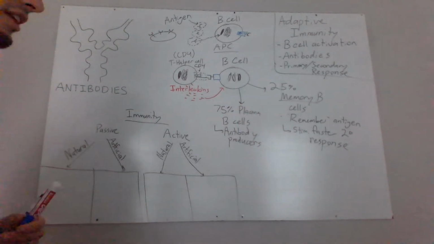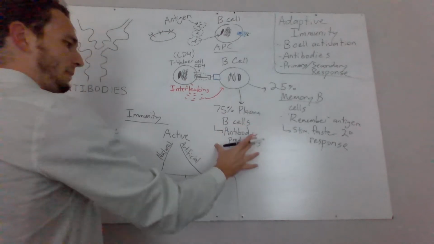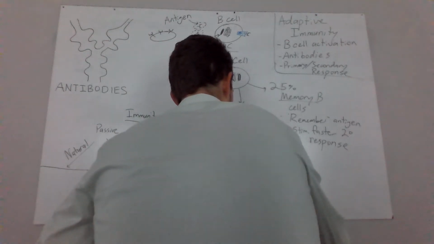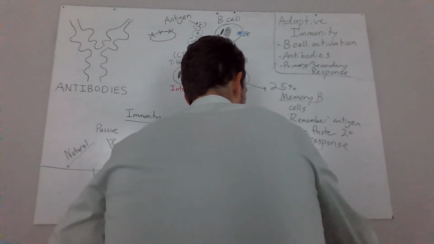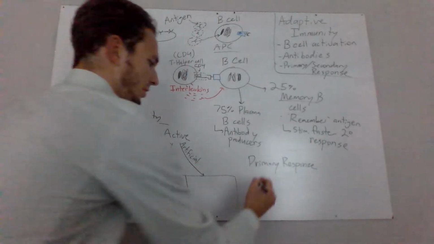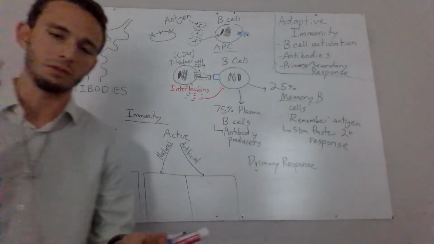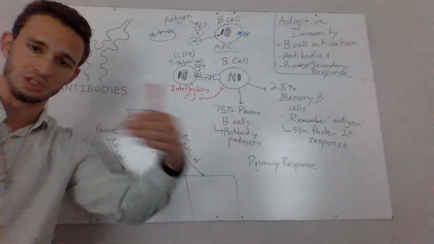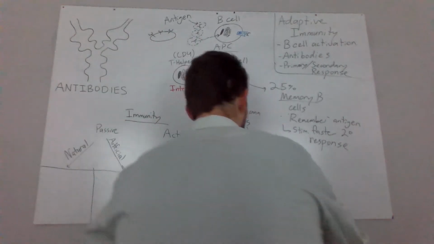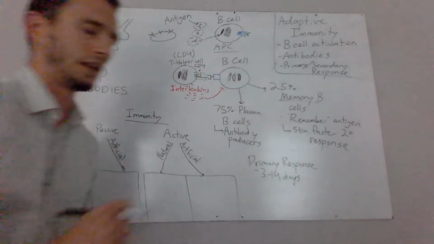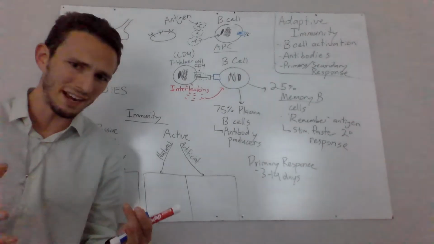So let's get into that a little bit. When we make our B cells and we start producing antibodies for a novel infection, a new infection, this is going to be called the primary response. This is the first response to a new infection. This primary response, so basically the time it takes from the time you get infected to the time you're producing antibodies for that specific pathogen, takes anywhere from 3 to 14 days. Okay, it takes 3 to 14 days, so a little bit of time, right?